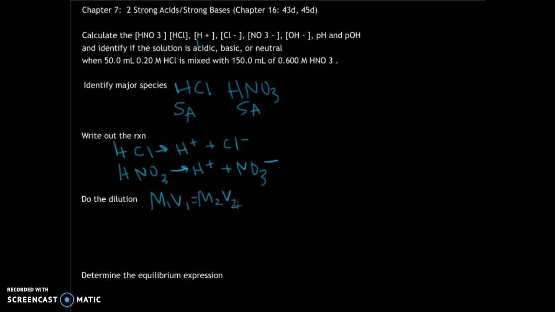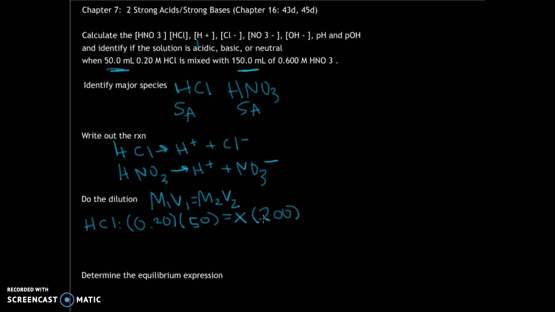equals M2V2. Okay, so I'm going to do this for HCl first. All right, HCl. What is the molarity of HCl? It is 0.20. What is the volume? 50 milliliters. Okay, we want to know X, what the new molarity is, M2. And what is the final volume? Well, the final volume should be 150 plus 50 because they're being mixed together. So the final volume should be 200.